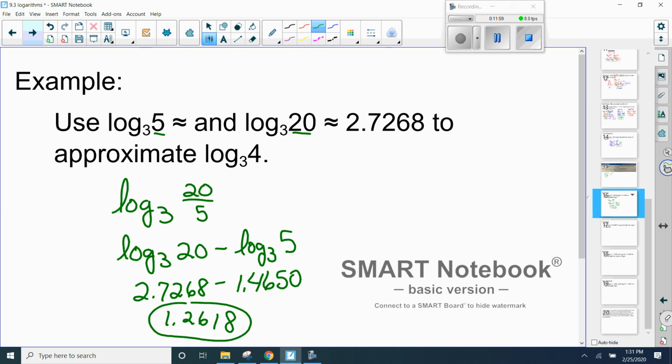1.26185, whatever. And we can get to that by taking approximations.